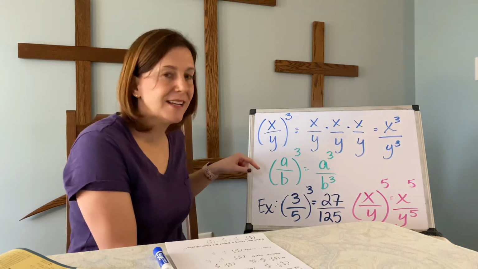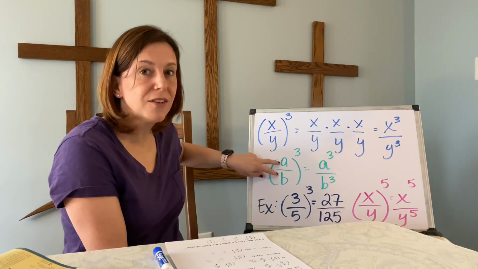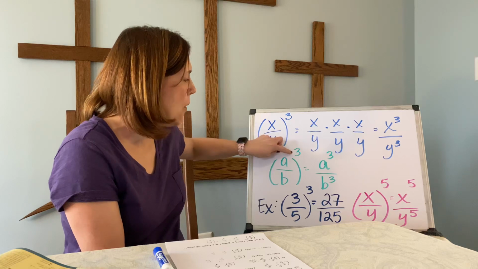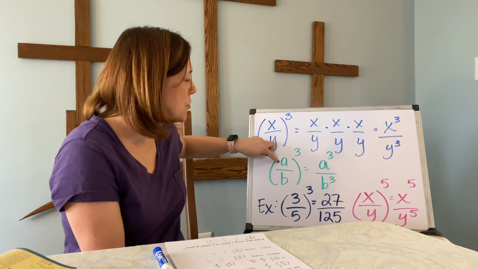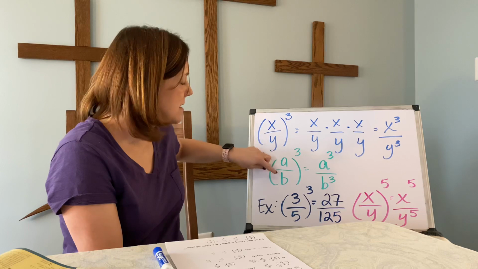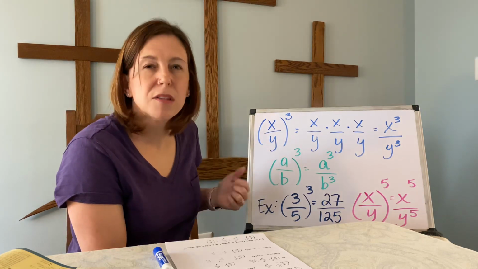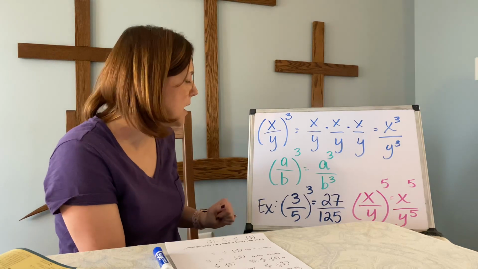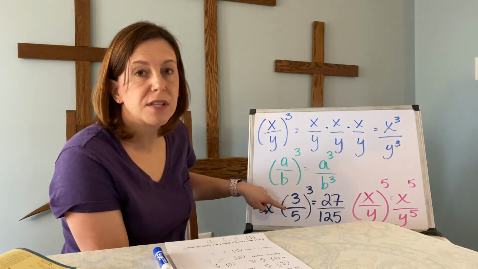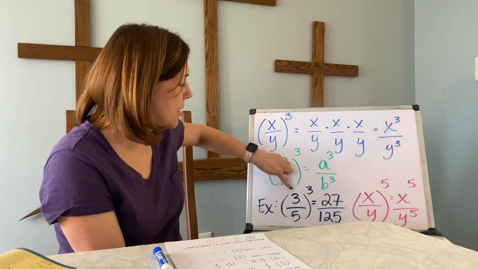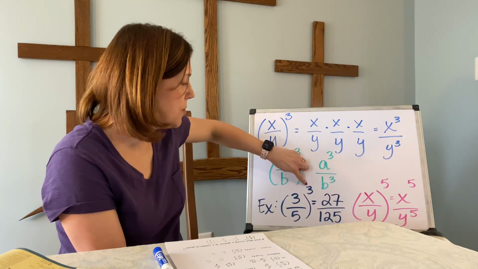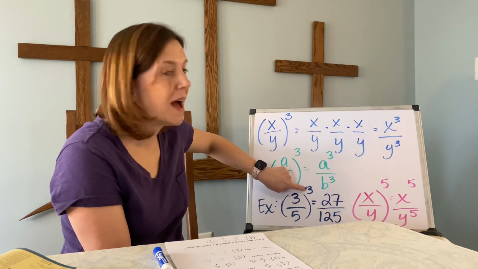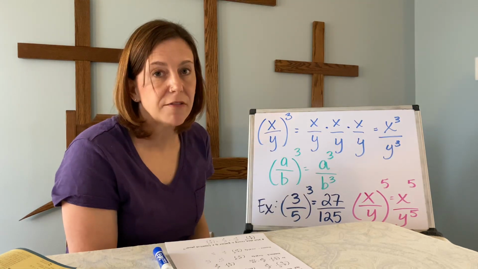And the algebra behind it is, anytime we have a fraction or a quotient, a division problem, being raised to a power, that means I raise the numerator to the power and I raise the denominator to the power. It's pretty simple. So 2 examples that you can see in your book and also on my board is, what if we had 3/5 cubed? Well, I know that I would raise my numerator to the 3rd power, which is 27, and I would raise my denominator to the 3rd power, which gives me 125.